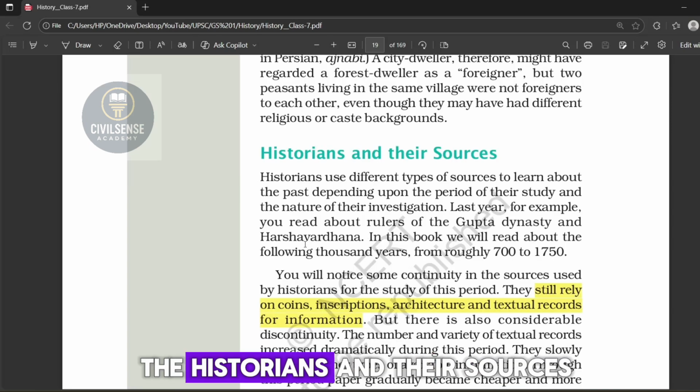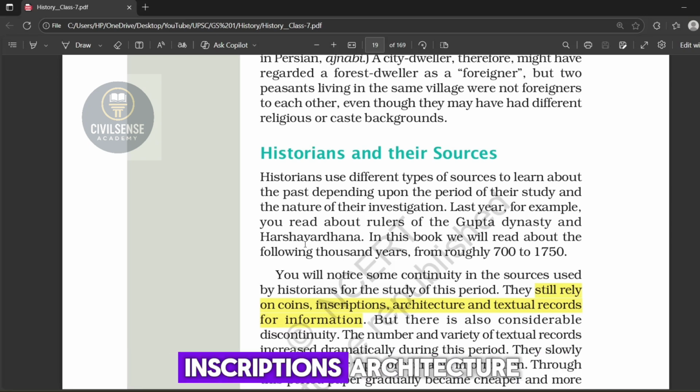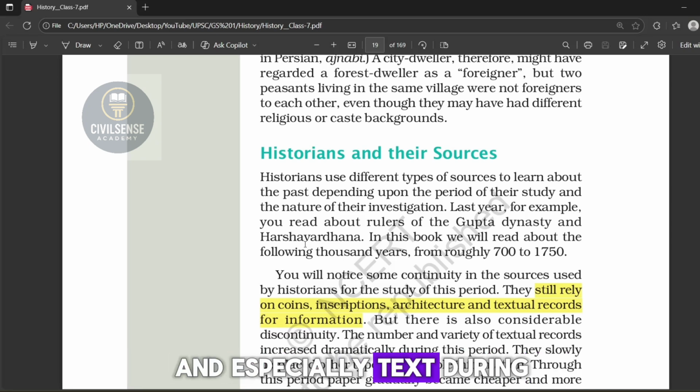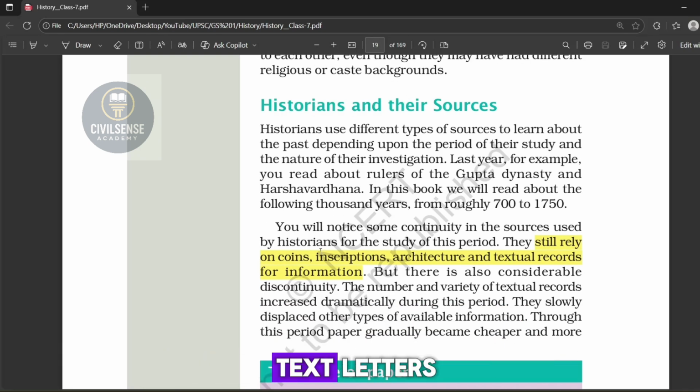The next topic is historians and their sources. To study all these, historians use sources like coins, inscriptions, architecture, and especially texts. During this period, the number of manuscripts increased a lot. Paper became cheaper, and so people wrote everything, that is religious texts, letters, royal orders, records of taxes and teachings of saints.